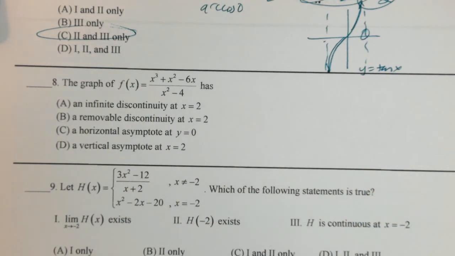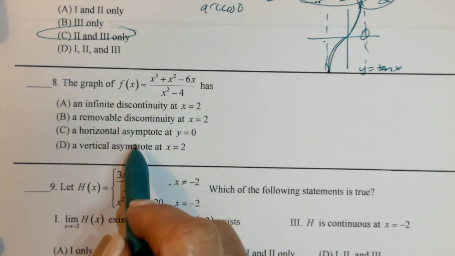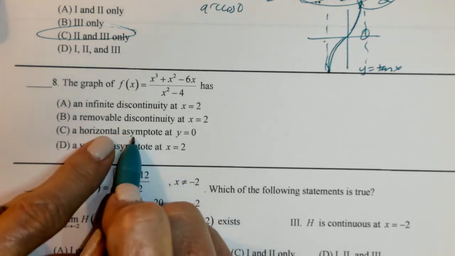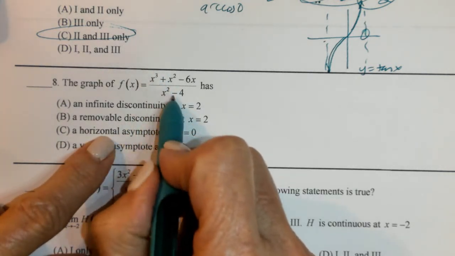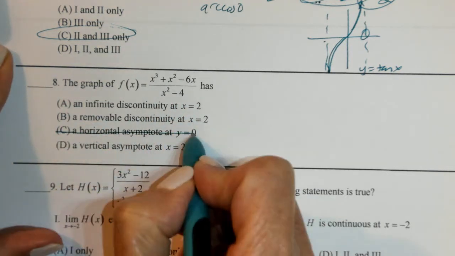Okay, number 8 here. The graph of this has, and then they have some different things going on. Well, first of all, I know it's not a horizontal asymptote because the limit as x goes to infinity is not 0.